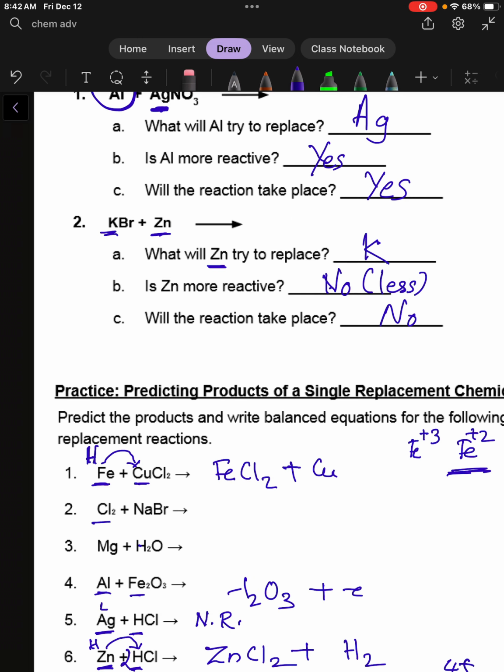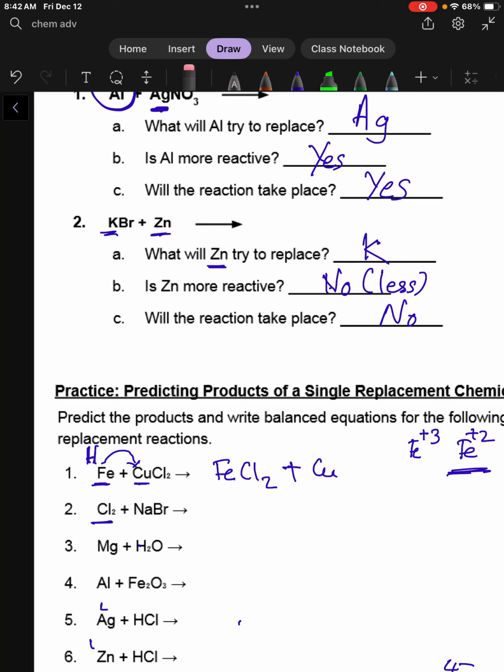Okay, let's do the next one. It says halogen, chlorine. Chlorine is a metal or non-metal? Non-metal. So it is trying to replace another non-metal. Which is the non-metal in that compound? Bromine. Now look at the series and check whether chlorine is higher than bromine. It is. Yes, so chlorine is higher, that means chlorine will go replace bromine.